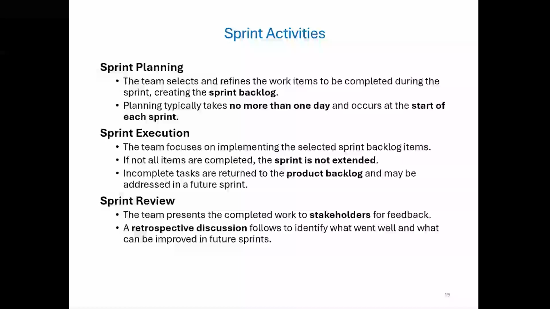So then we move to sprint execution. This is where the actual work happens. The team focuses completely on getting those sprint backlog items done. Now, here is something important. If something doesn't get finished, the sprint is not extended. Agile is all about fixed length sprints. So anything incomplete just goes back to the product backlog, and the team may choose to tackle it in a future sprint.